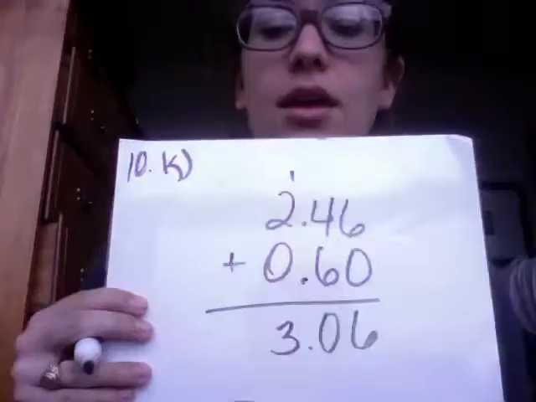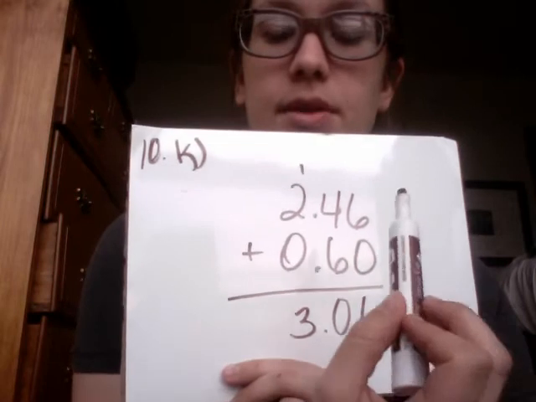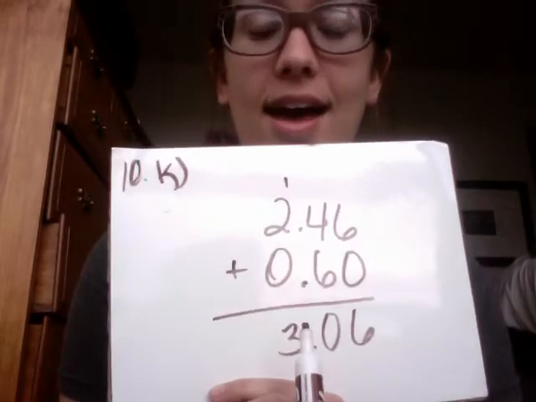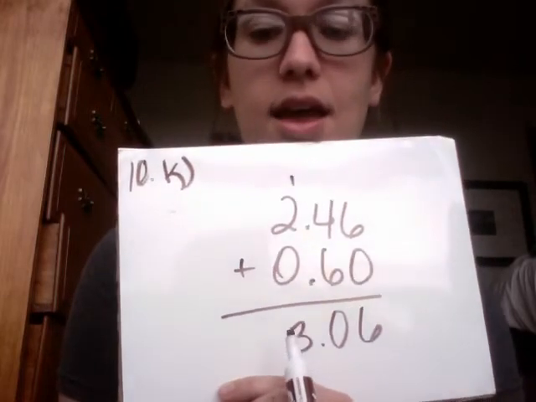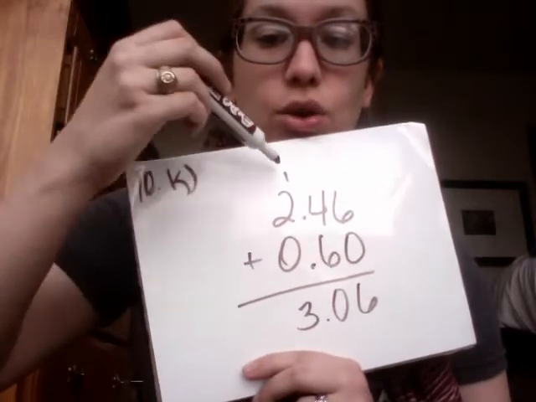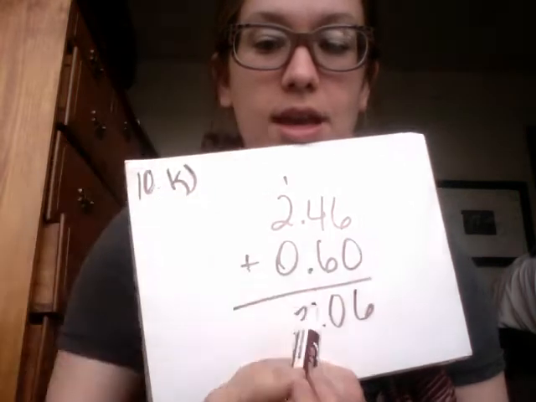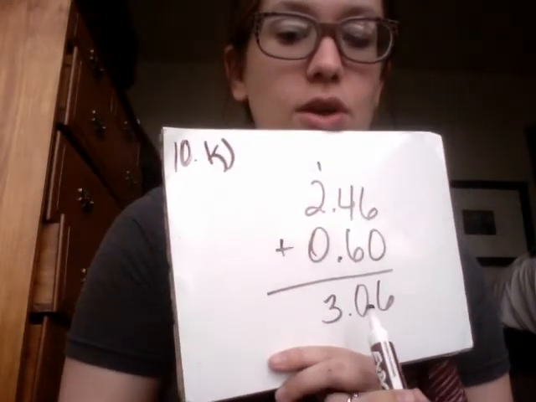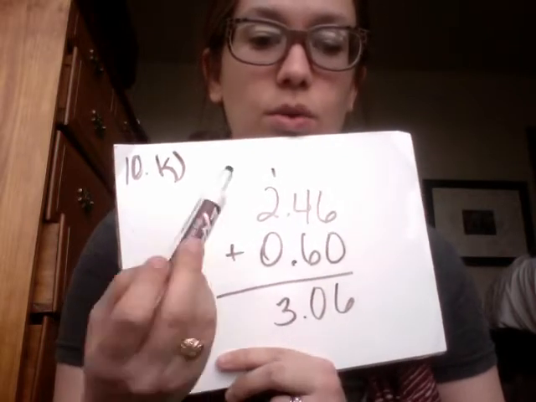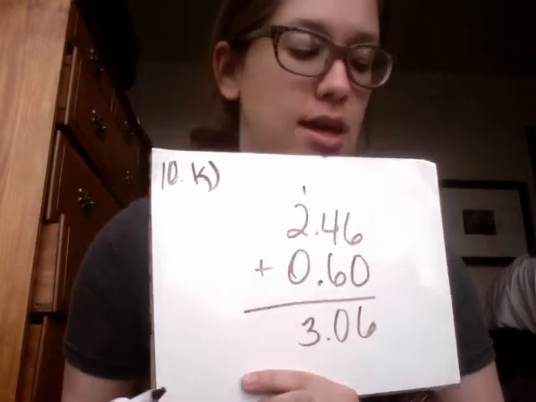Okay. Here, 6 plus 0 is 6. 4 plus 6 is 10. I can't have 10 in my tenths place. I trade all 10 of them for a new 1 in my ones place, and I have none left. No tenths left. I traded them all. So I put a 0 here. 1 plus 2 is 3. So my answer is 3.06.